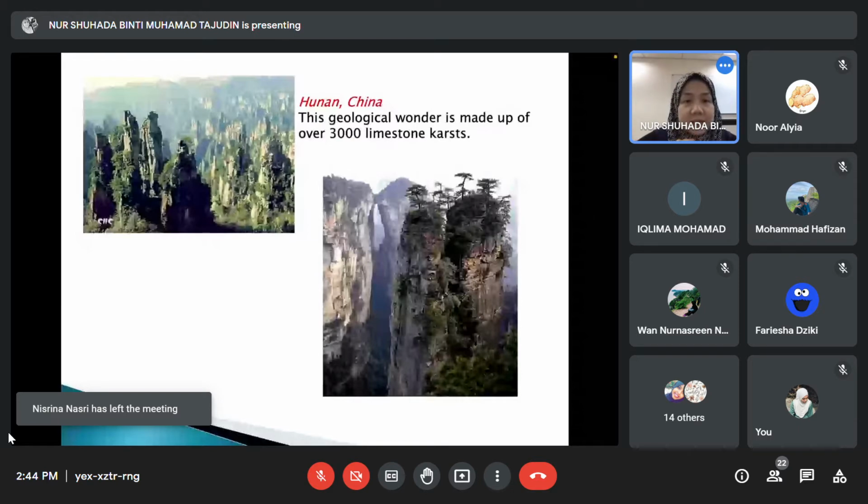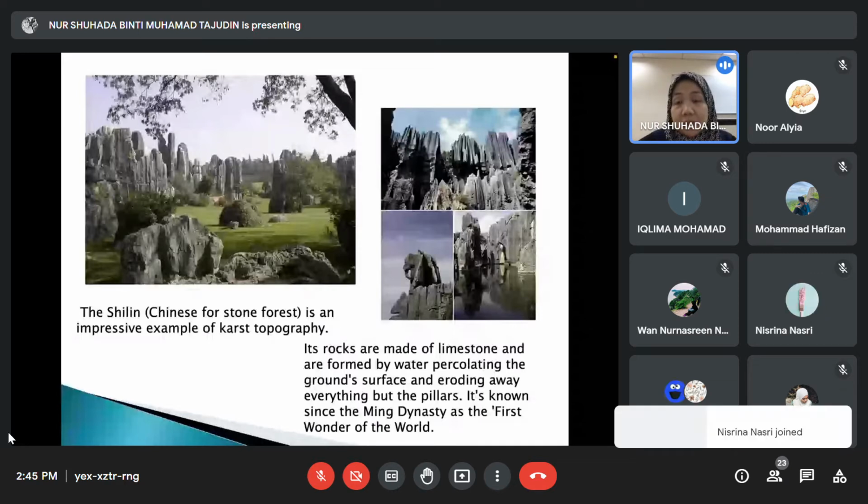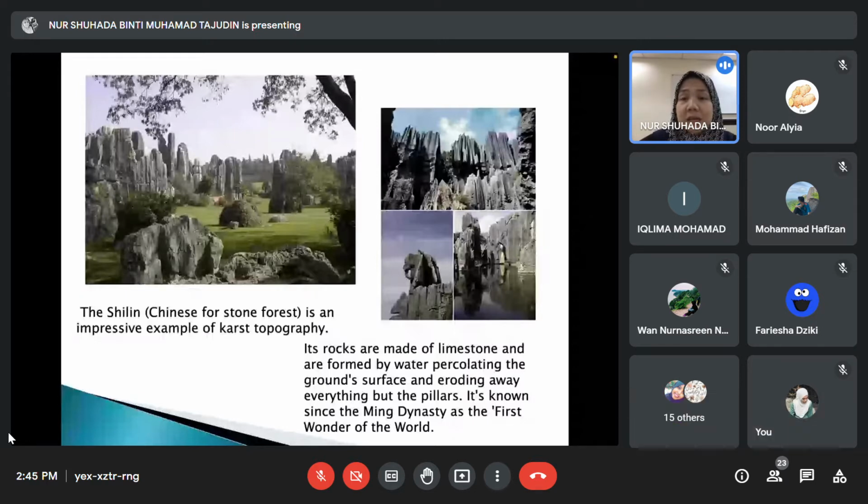Here is another example. This is karst topography. The rocks are also made of limestone and are formed by water percolating. The formation of this type of rock is influenced by water. The water erodes away everything but the pillars, meaning that the rocks stand still there because of some processes. Those processes are what we want to see.